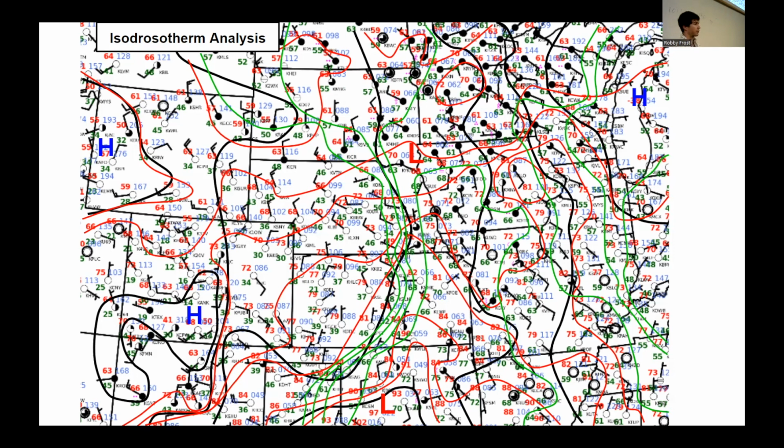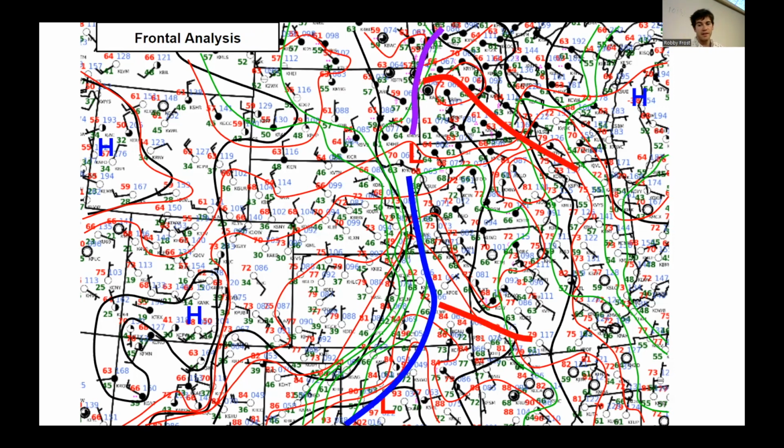If you did the isodrosotherms first and did your dew points first, and you saw that tight gradient, you might say, oh yeah, we've got a dry line today. Awesome. And if you didn't do the isotherms next, you might mistakenly identify it as a dry line when in fact it's a cold front. And as we'll get into probably in the next session, storm behavior is much different when you're talking about a dry line versus a cold front. So that detail is really important.